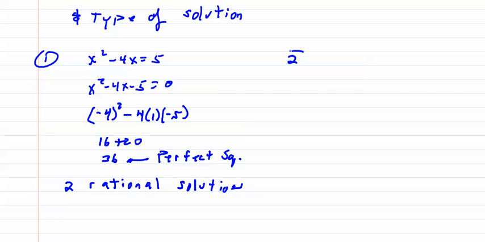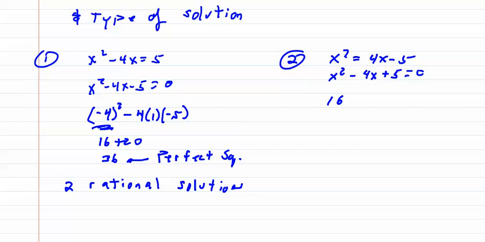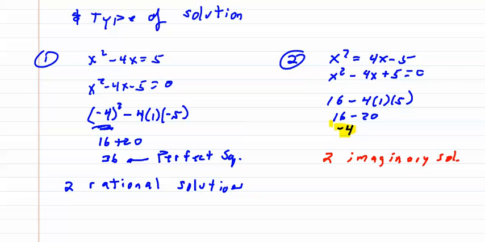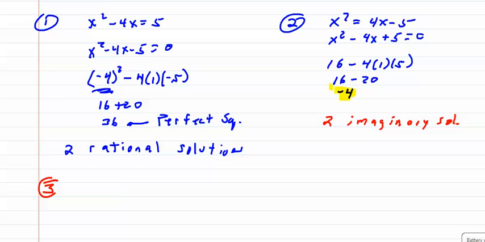All right, number 2. x squared equals 4x minus 5. Set it equal to 0. Subtract 4x, add 5. Now we have 16. Again, you don't have to write the negative 4 in parentheses; you can just square it. Minus 4 times 1 times 5. 16 minus 20 is negative 4. I've calculated the discriminant, and now we have two imaginary solutions, because the discriminant is negative.